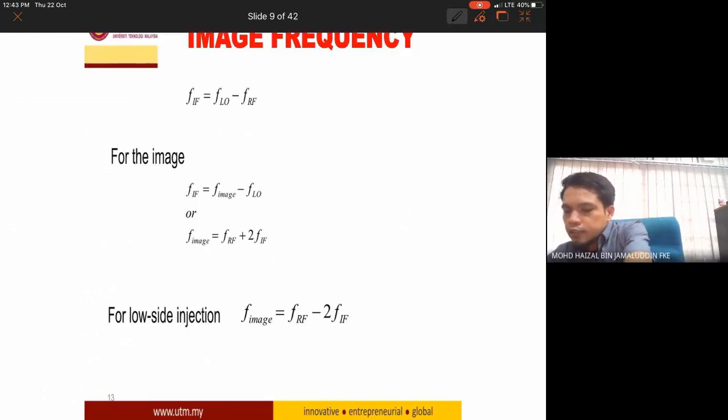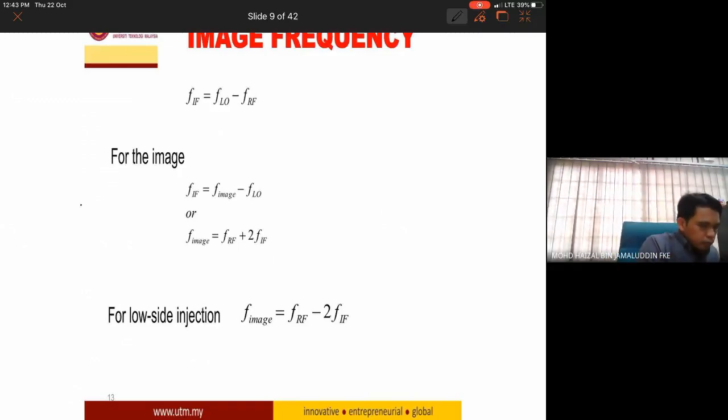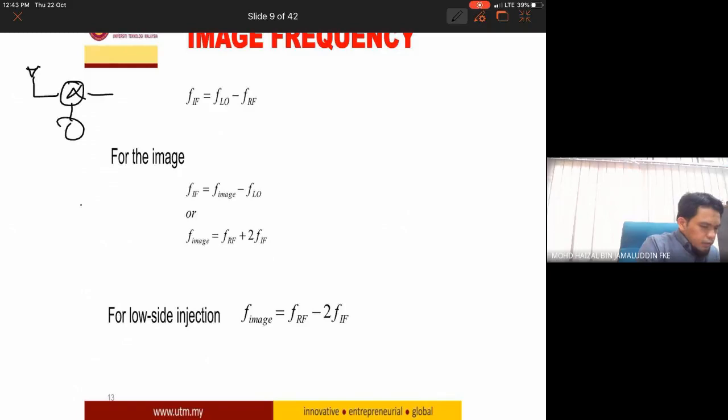What is the image? Image means the identical frequency that appears in the receiver, which is maybe not useful, but it can interrupt the original signal. At the receiver you have the antenna, the receiver oscillator, so you have the RF signal, you have the local oscillator, and in the end you want the IF.